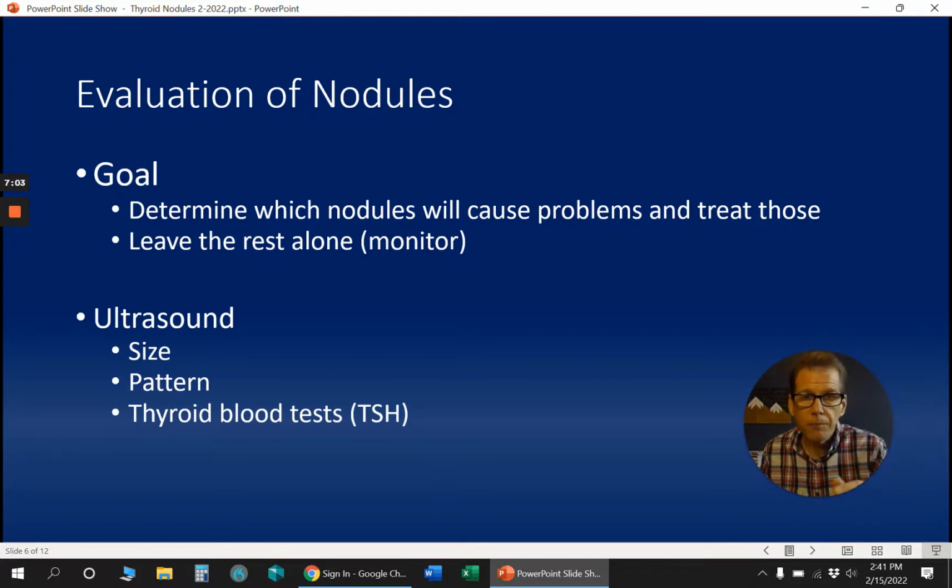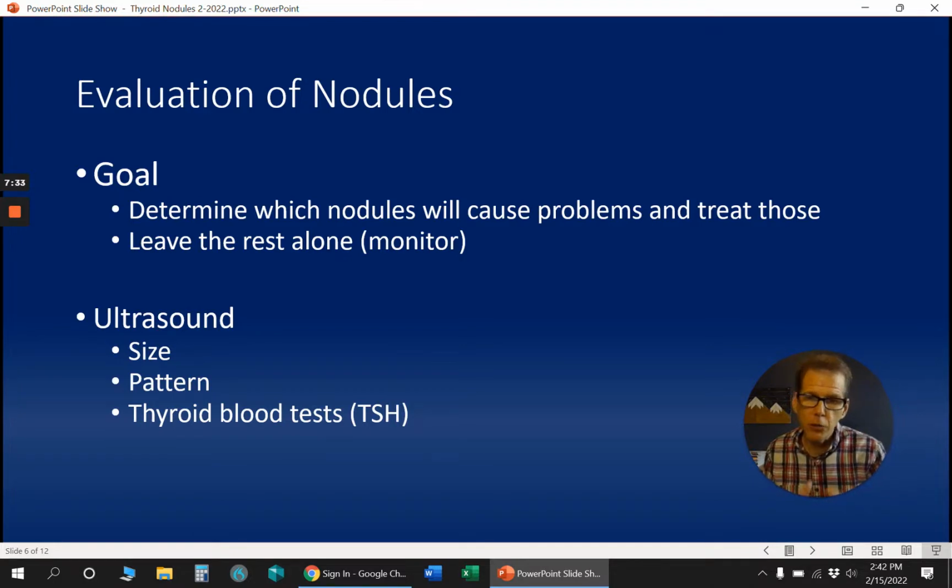The evaluation, our main tools are a couple of things. So we can look at the ultrasound. Thyroid ultrasound is the best way to take pictures of thyroid nodules. So a simple sound wave test. We do that here in the office if you haven't had it done recently. In fact, I like to do my own ultrasound because I can put it together with your clinical picture and I know what I'm looking for. So we can look at the size of the nodule and the pattern of the nodule. I'll explain this in just a minute.